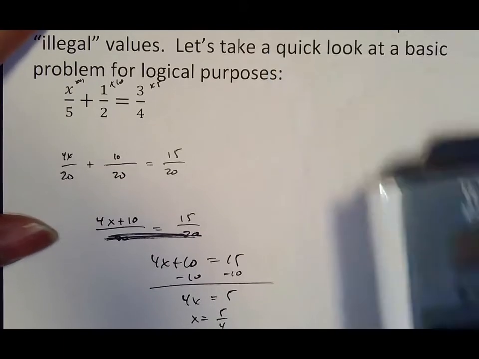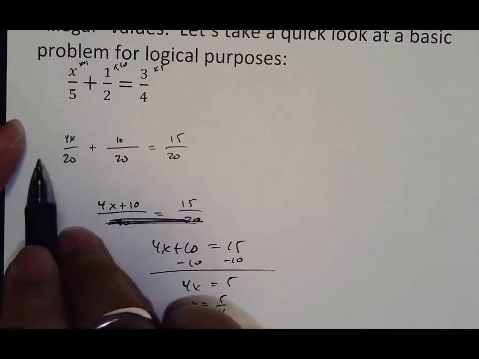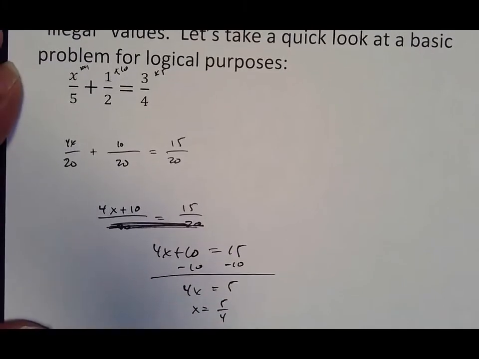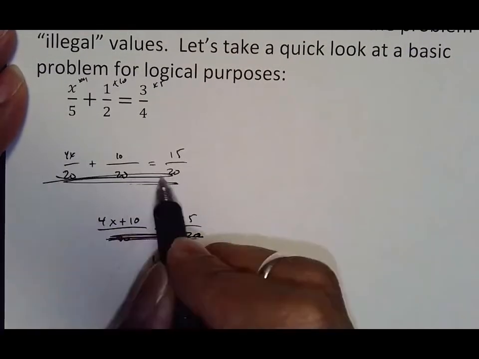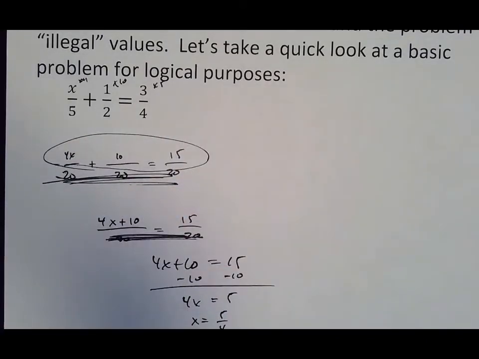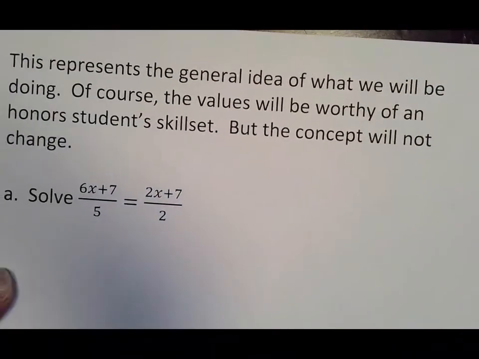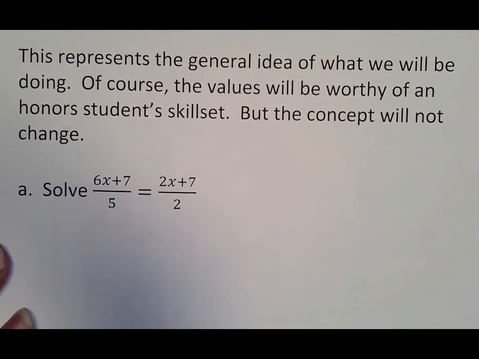There you go. So the process is generally straightforward. Find a common denominator, rewrite everything with the common denominator, and then for the most part you can ignore the denominator as you focus on the top. The top portion is going to give you your answer, but if the denominator is not the same, then you of course don't have everything in a common language. So that represents the general idea of what we'll be doing. Of course, the values would be worthy of an honors student skill set, but the concept does not change.